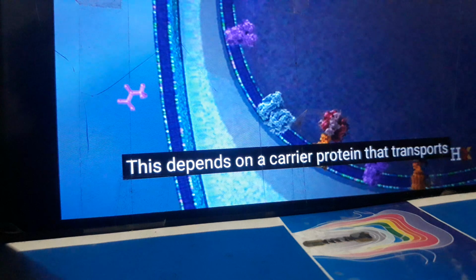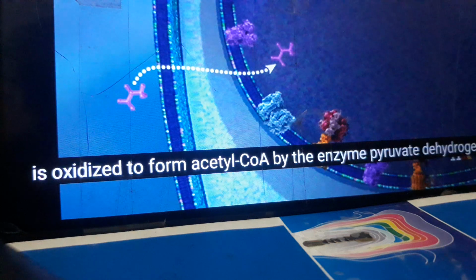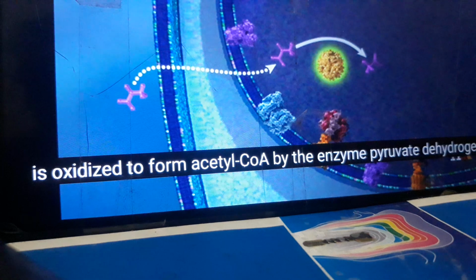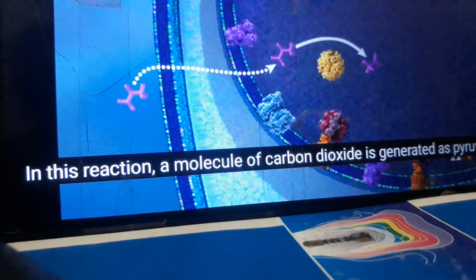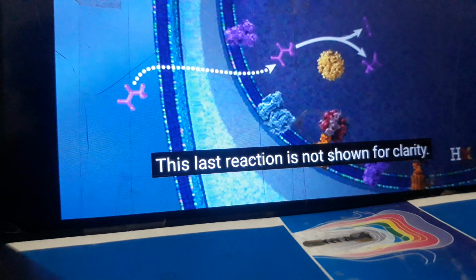This depends on a carrier protein that transports pyruvate into the mitochondrial matrix, where it is oxidized to form acetyl-CoA by the enzyme pyruvate dehydrogenase. In this reaction, a molecule of carbon dioxide is generated as pyruvate is oxidized to acetyl-CoA, and a molecule of NAD+ is reduced to NADH. That last reaction is not shown for clarity.